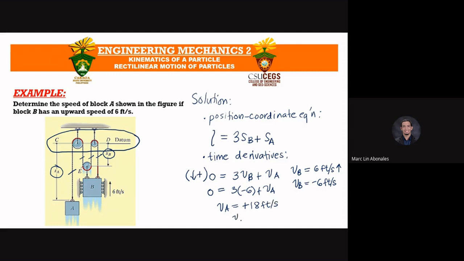The meaning of positive 18 is downward. So your final answer will be 18 feet per second downward, which is the velocity of your block A. That is how you identify the velocity of block A: you start by establishing the position coordinate equation, then apply the time derivatives.